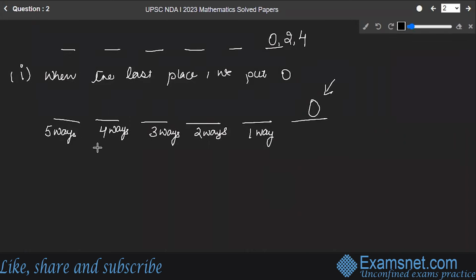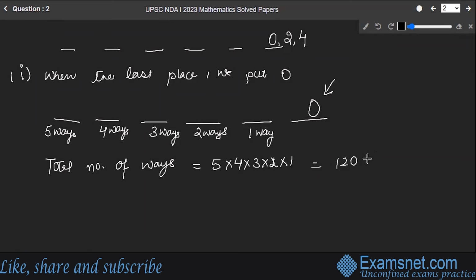Now the total number of ways in this case is 5 into 4 into 3 into 2 into 1. That is equal to 120. Now, second case, when the last digit is 2.